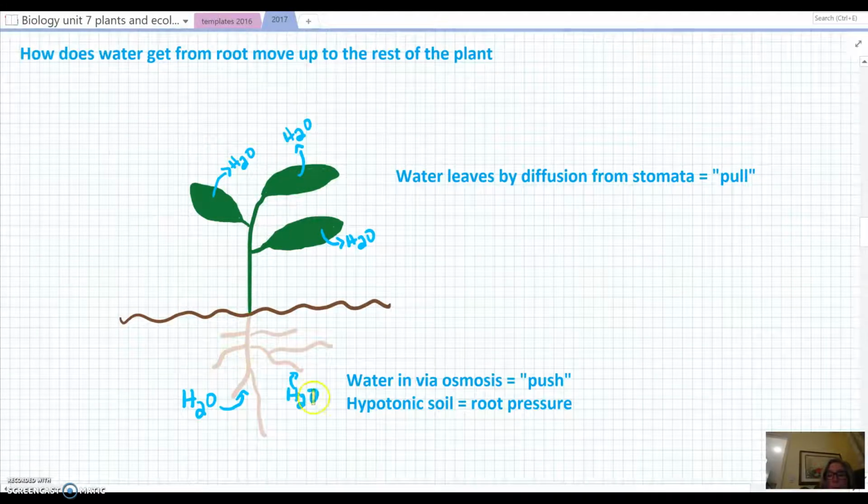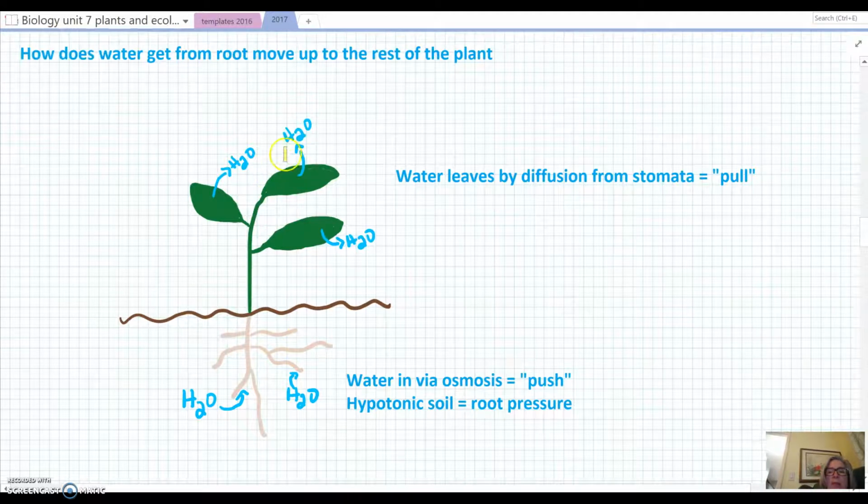In order for water to enter the root, the soil must be hypotonic to the root. We call that root pressure because there's a pressure of water to go in from the concentration of water being higher in the soil than it is in the root. We call this a push of water from below.